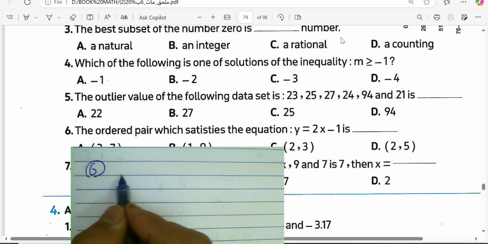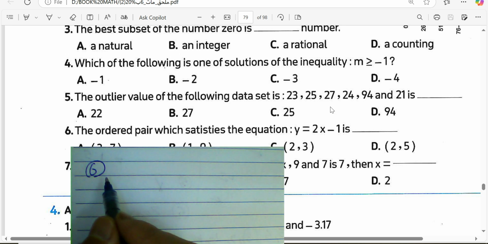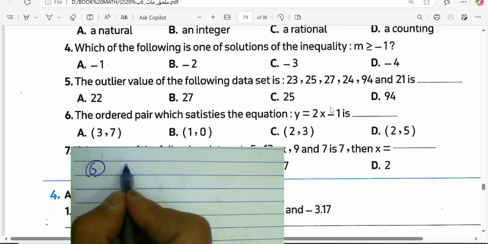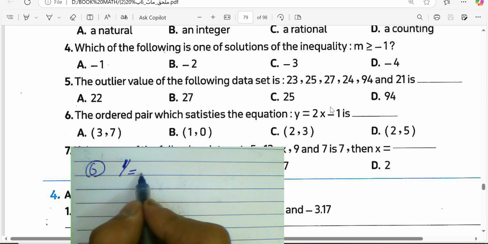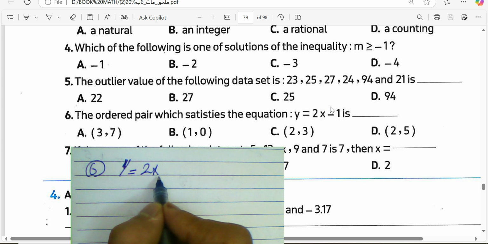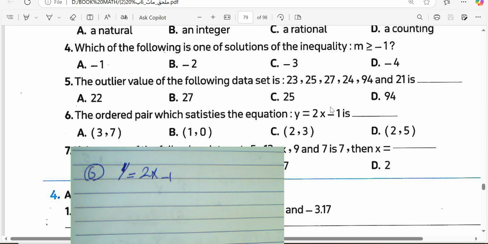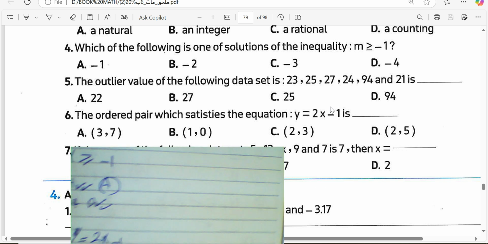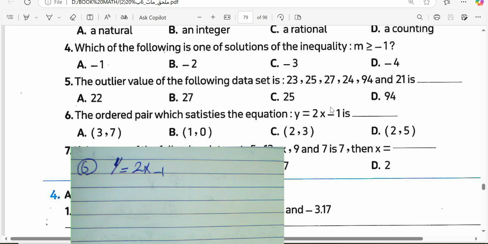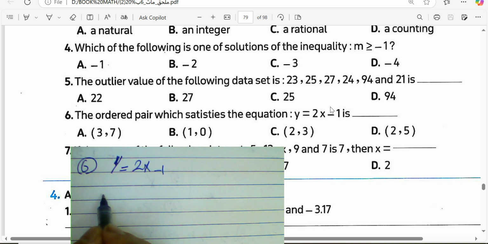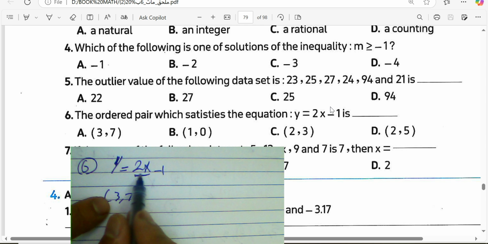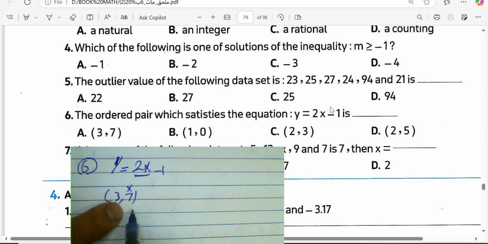Question 6. The ordered pair which satisfies the equation y equal to x minus 1. What is the point that satisfies this equation? y equal to x minus 1. We have first point 3 and 7. Put x equal 3, 3 minus 1 will be 2. So the result here is 7, not satisfied.